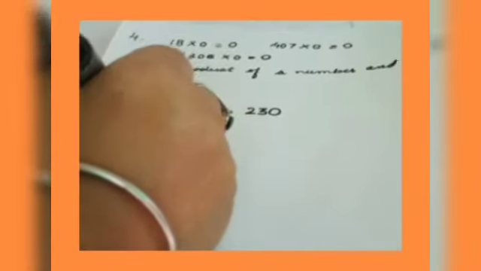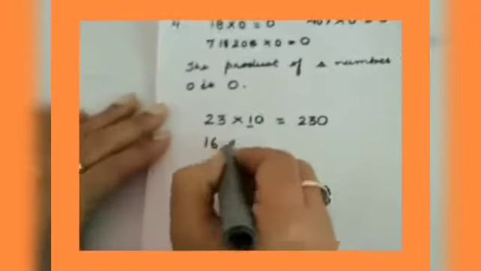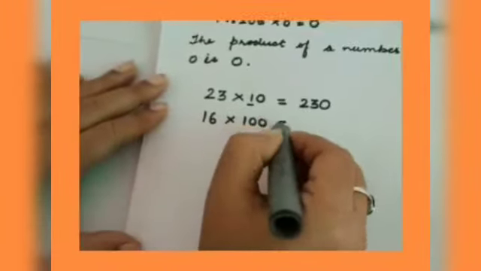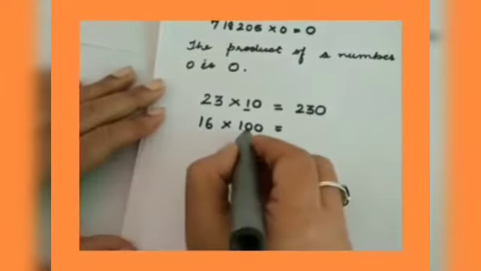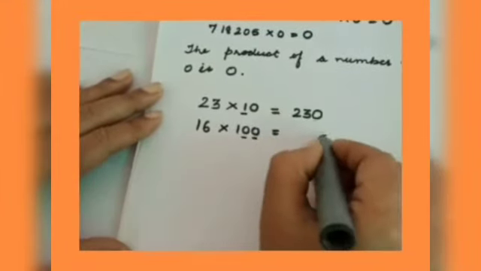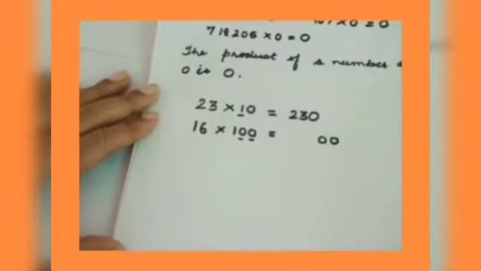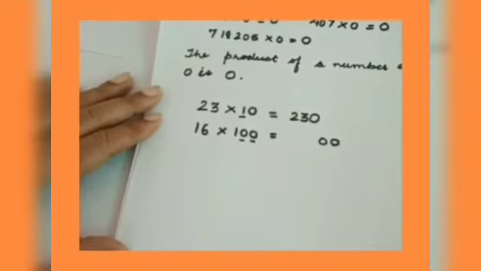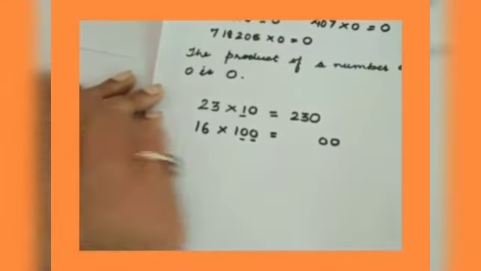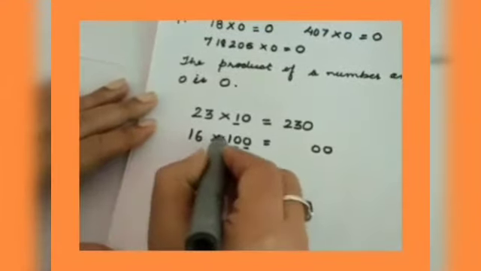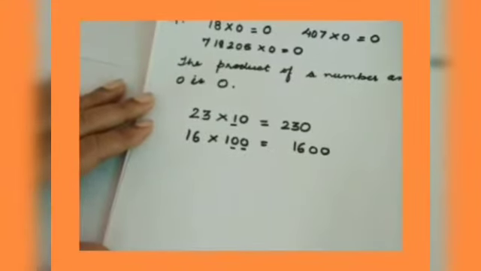Okay, so 23 by 10 will be 230. Suppose I have to multiply, say, 16 by 100. So what will I do? First I will put the zeros. There are 2 zeros here, so I will add 2 zeros here. Now I will multiply the number by the non-zero part of the multiplier. Here the non-zero part is 1. 16 ones are 16. So the product is 1600.